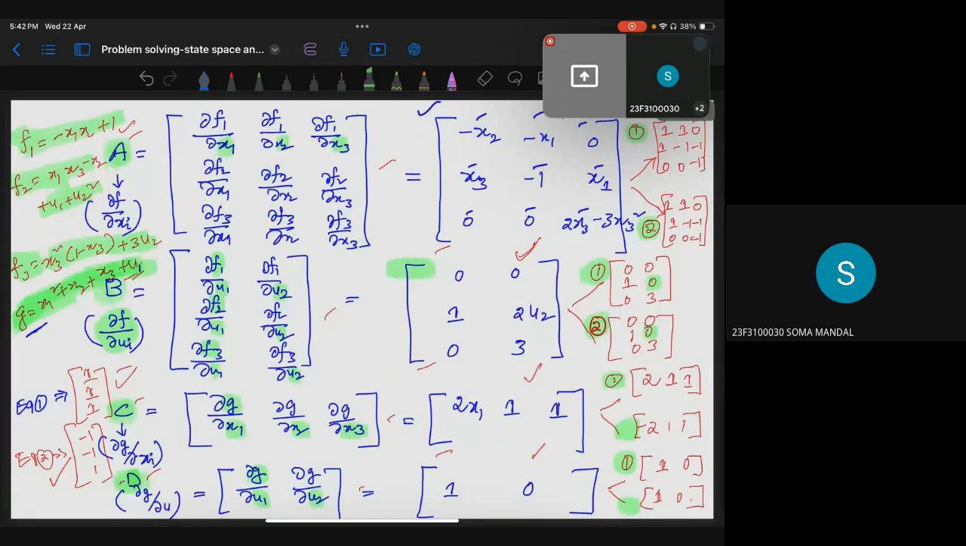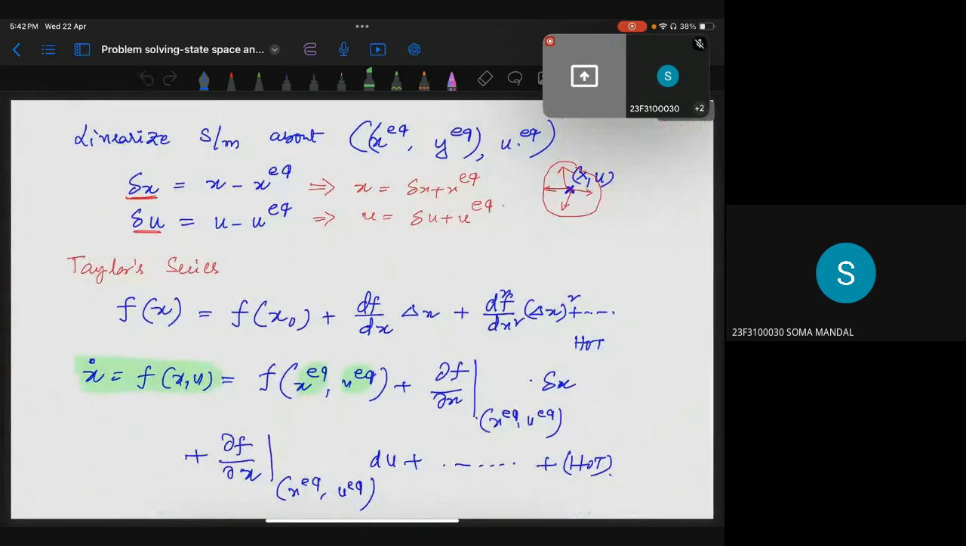Okay, so finally, what does it mean? This is what we are trying to do, basically. We are trying to linearize the system with respect to this equilibrium point. What does it mean? It means whatever function we have, x dot is equal to f of x comma u. Correct?